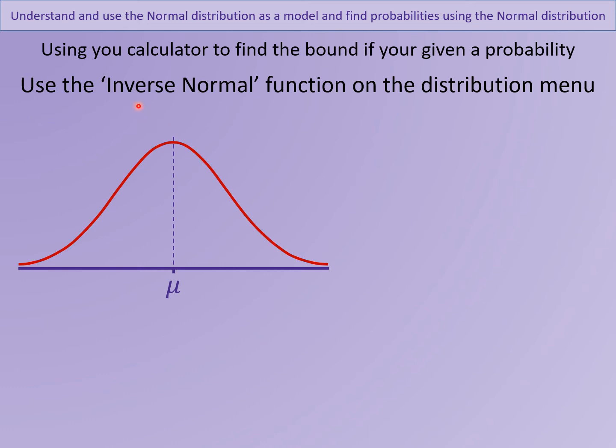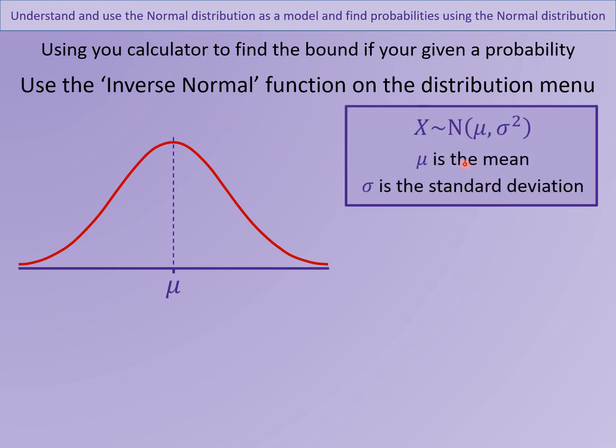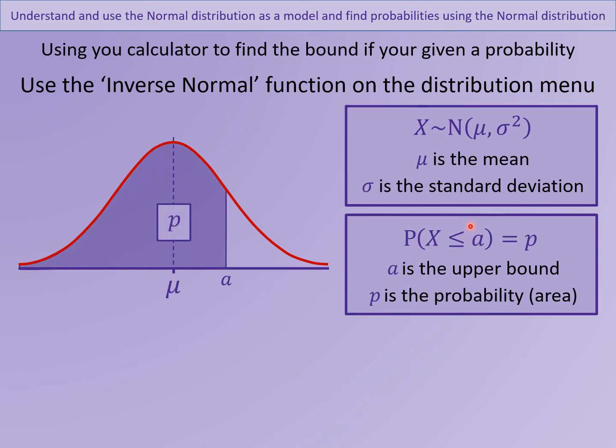So grab your calculators, make sure you got to the distribution menu and you're looking for this inverse normal button. Same as before, you've got your mean, you've got your standard deviation in your distribution. So you make sure you put both of those in, being very wary not to put variance in by mistake. Now, if the probability is less than A, equals P, A is the upper bound and P is your probability, your area shaded. So you're looking at putting the A value in and putting in the P value.